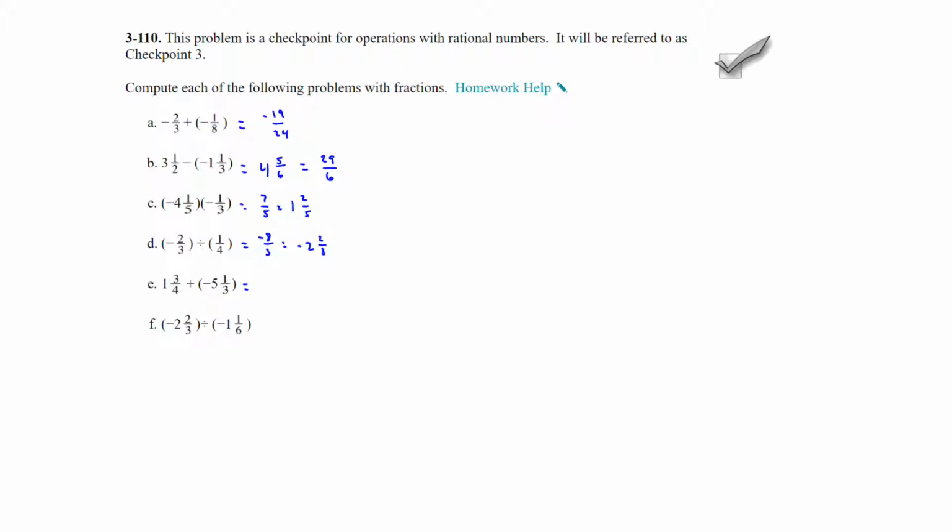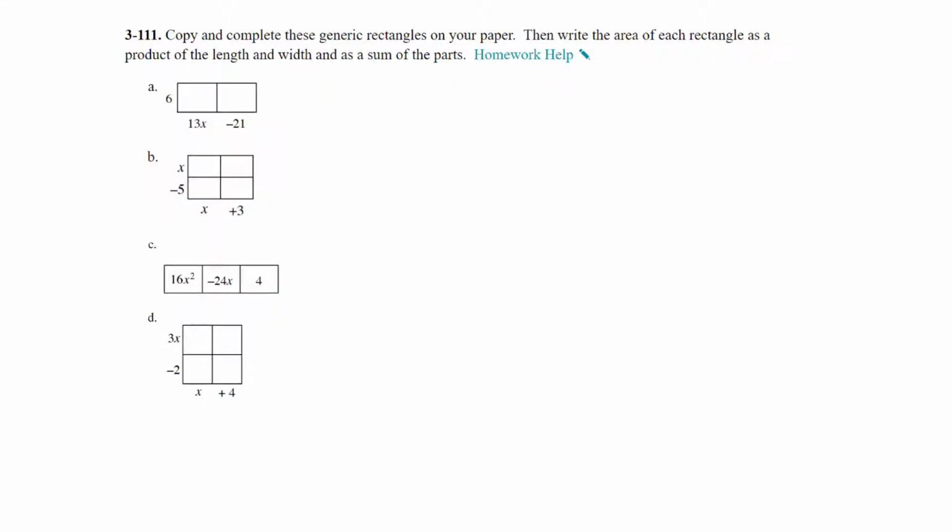E, with addition, we have negative 3 and 7/12. And F is another division of mixed numbers. Change them to improper. As a mixed number, the answer would be 2 and 2/7. And if you had it as an improper fraction, that would be 16 over 7. So if you didn't get any of these right and you can't figure out what you did wrong, obviously ask your teacher and they'll go through and explain how that works.